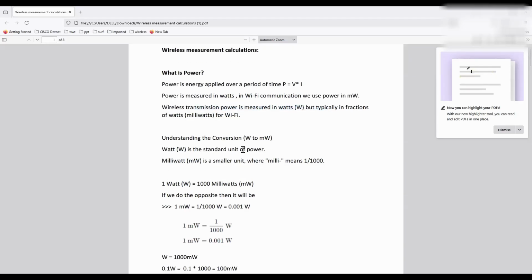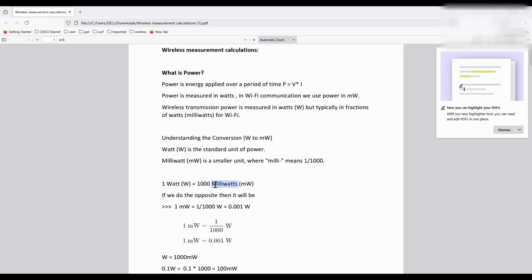Because if you take watts in wireless communication, as you know, we send the signal from the AP. The strength is from 1 milliwatt to 100 milliwatt, which is very, very small. So 1 milliwatt is 1 by 1000 watts. That means milliwatt is a fraction of the total watt. 1 watt is 1000 milliwatts. Like if you take 1 and make 1000 fractions of it, that is what a milliwatt is.